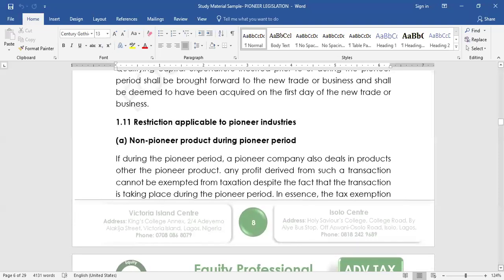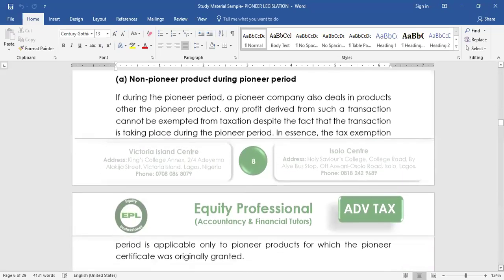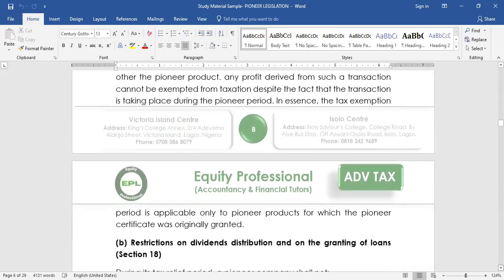Restrictions applicable to a pioneer industry. What are the restrictions available to a pioneer industry? Non-pioneer product during the pioneer period. What is the treatment of non-pioneer product during the pioneer period? You need to let them know that profit arising from or derived from a transaction of a non-pioneer product, such profit is subjected to tax. Such profit cannot be exempted from tax.